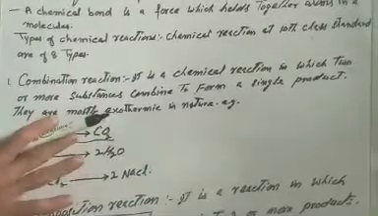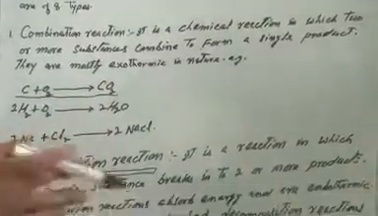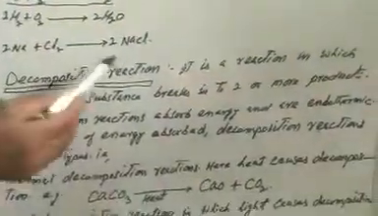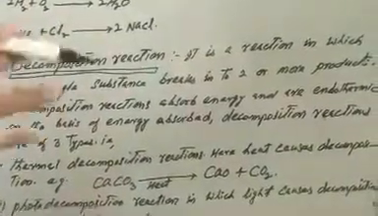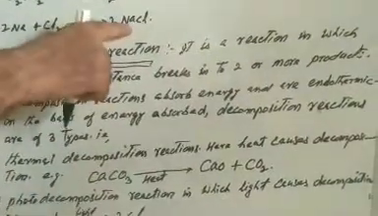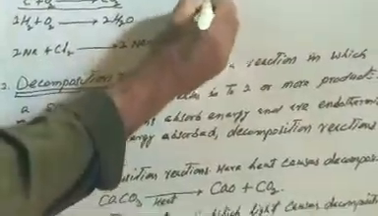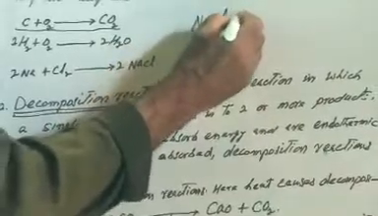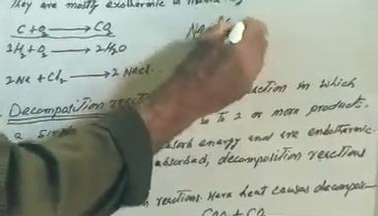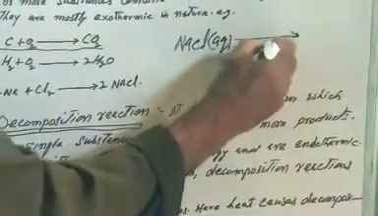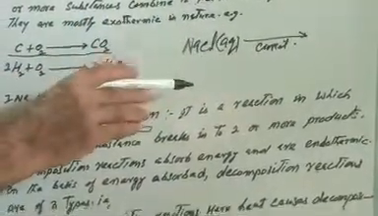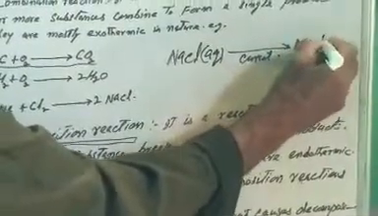Opposite to combination reactions are the decomposition reactions. Focus here, please. A decomposition reaction is a reaction in which a single substance breaks into two or more products. Take the example of sodium chloride. If we take molten sodium chloride or sodium chloride dissolved in water, means aqueous sodium chloride, and pass current through it, what happens? This sodium chloride breaks into two products, sodium and chlorine.